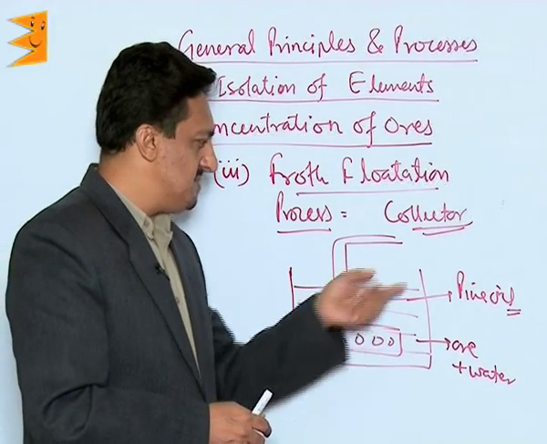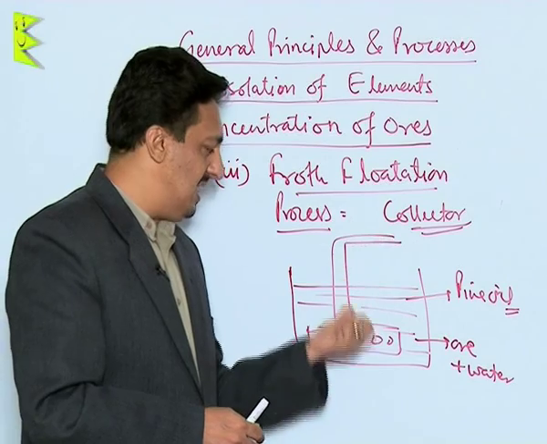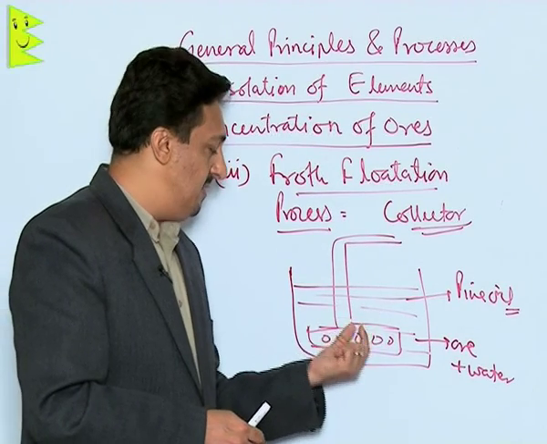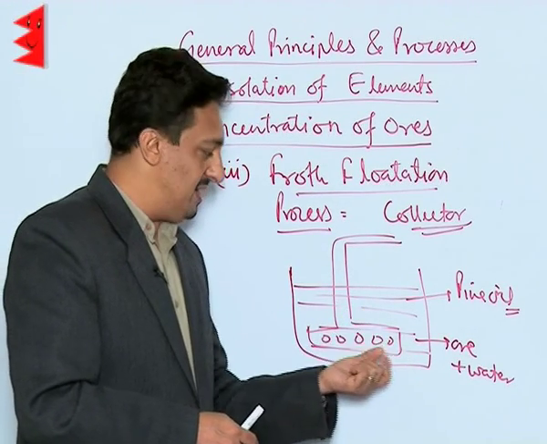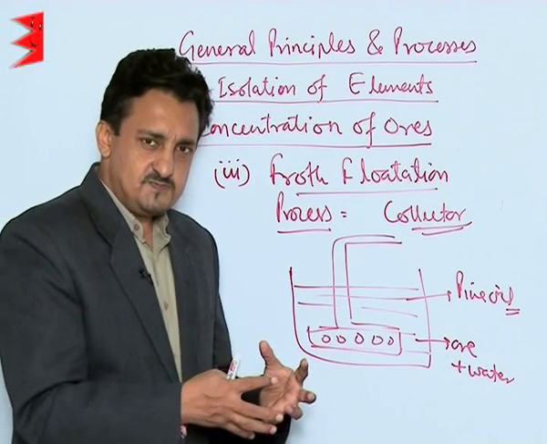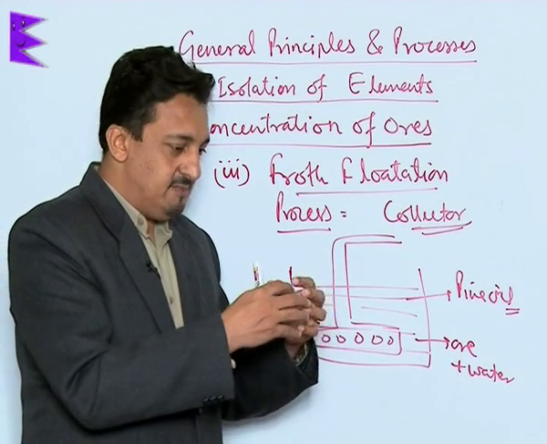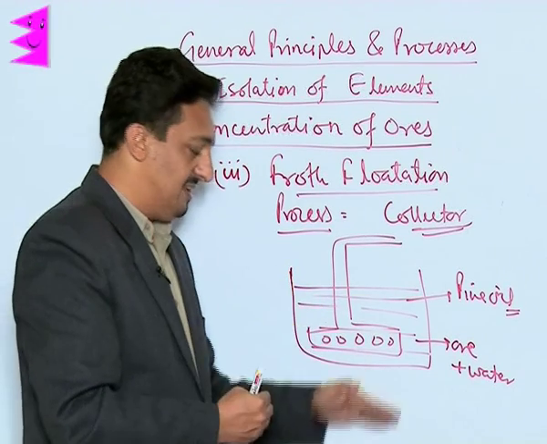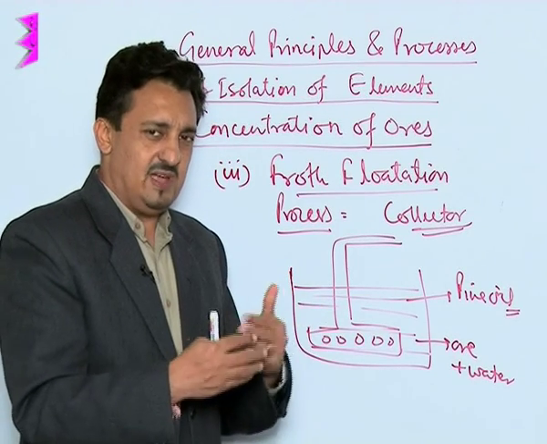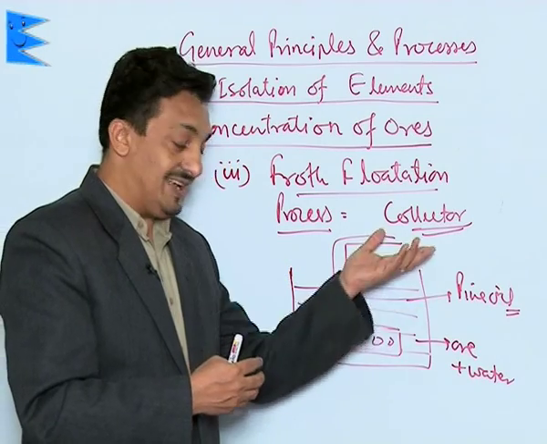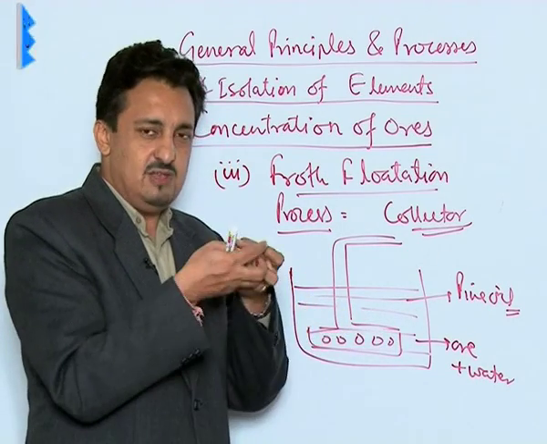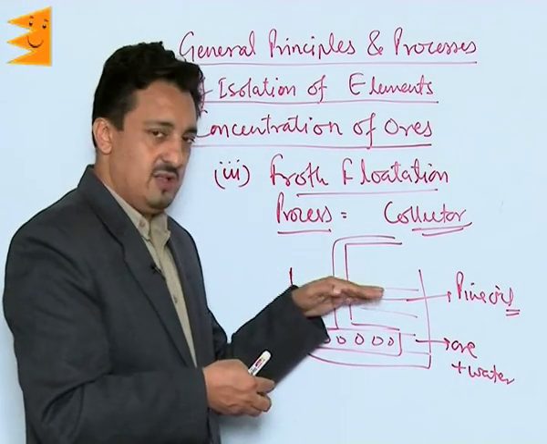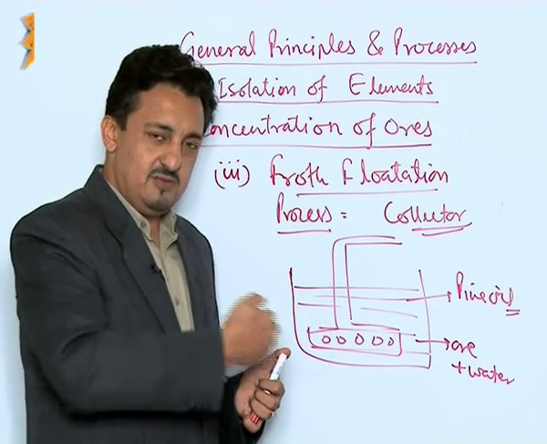Now what we find is when we add pine oil and pass the air through this vessel, which has water and the ore particles, the froth is formed. What we find is the gangue particles get wet by the water, due to which they become heavy and settle down, and the ore particles get wet by the pine oil, which are called collectors, and they come along with the froth and form a froth which is separated out after some time.